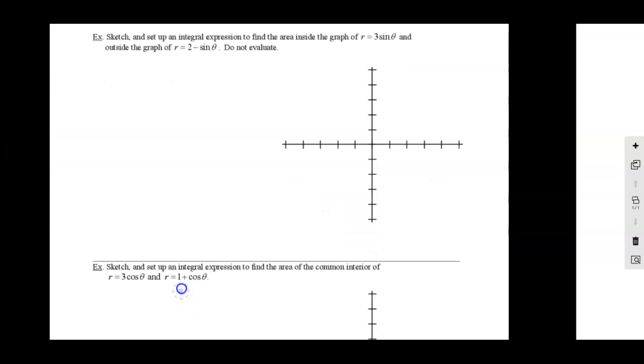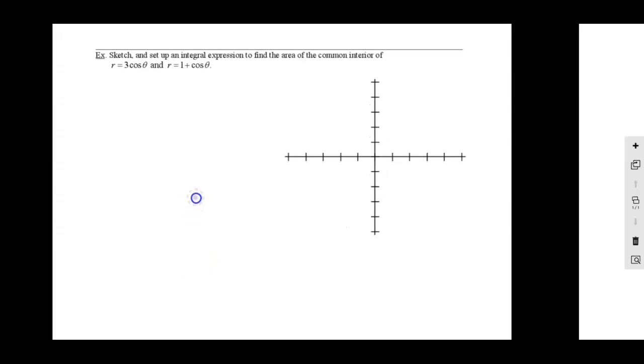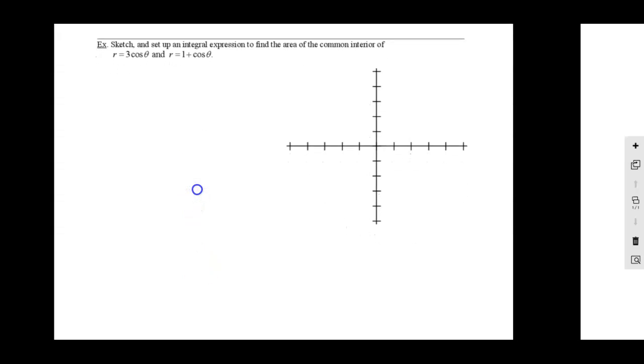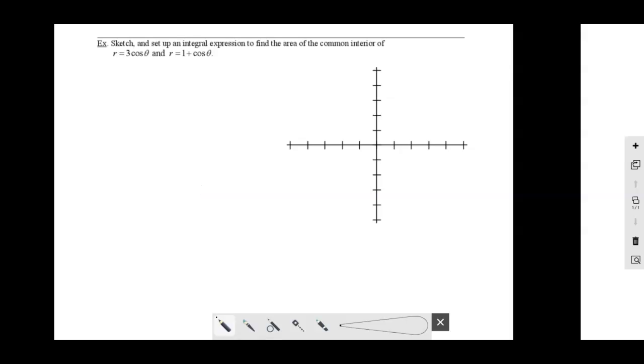The next one's going to be a little bit harder because it's got a sneaky little area. It says sketch and set up the integral expression. Again, we're going to find the common interior this time, though. That means it's going to be inside both. It's got 3 cosine theta. So that one is going to end up being a circle on the x-axis. It's going to go out to 3.